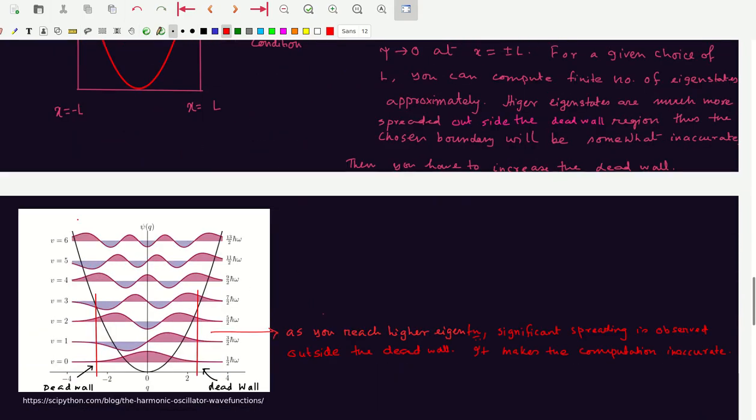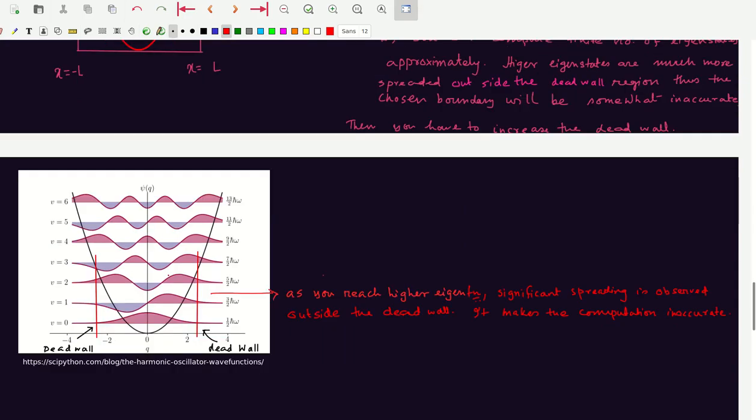In order to understand that, we concentrate on this figure. That is your potential well, that is your potential rather. This is your half kx square, and if you consider this red color, this is supposed to be your dead wall, say here and here. As you reach the higher eigenfunctions, that means if you consider this one or this one, some part of the eigenfunction is spread out of the dead wall. That means as you reach higher eigenfunctions, significant spreading is observed outside the dead wall. It means computation is inaccurate for higher eigenvalues.